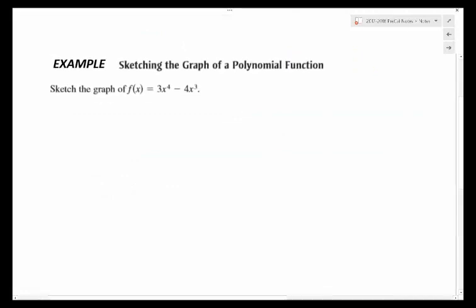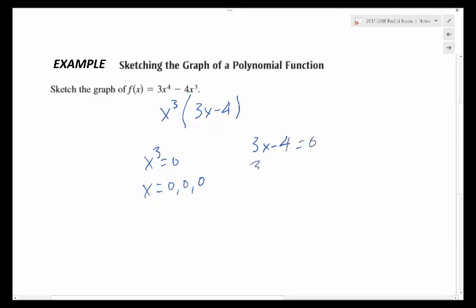So sketch the graph of this equation. If I were to factor it, I would immediately come in and factor out an x cubed, and then I would have 3x minus 4. Set them equal to 0, I have x cubed equals 0, or x equals 0, 0, and 0. Here I would have 3x minus 4 equals 0, 3x equals 4, and so x equals 4/3.